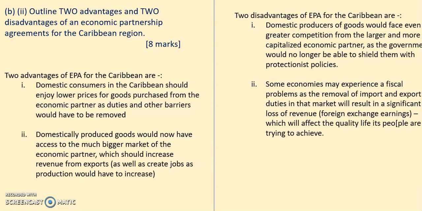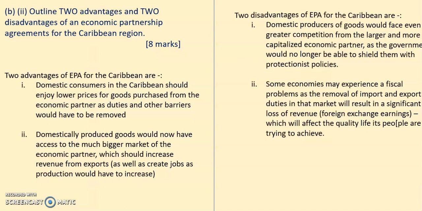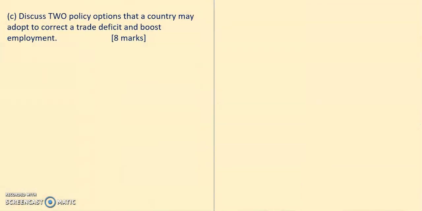Obviously, I can't spell too good because I got a little bracket in there, but don't worry yourself with that. All right, so discuss two policy options then that a country may adopt to correct a trade deficit and boost employment. There are lots of options, so I'm just going to pick two. Remember, my answer is not finite, so you could put in any others that you feel are useful, but I'm going to give you two that I thought about.